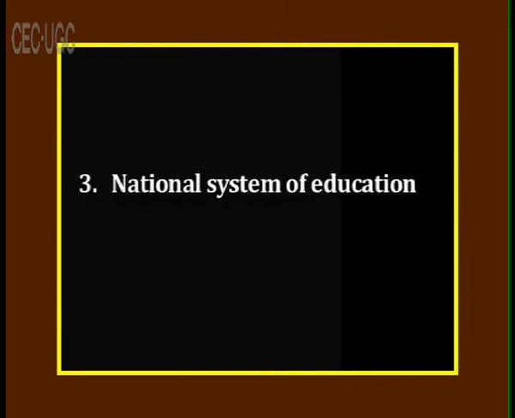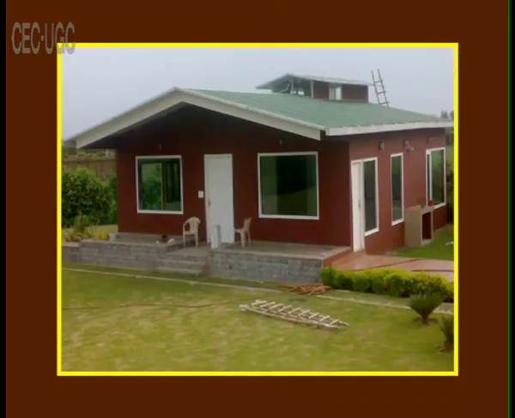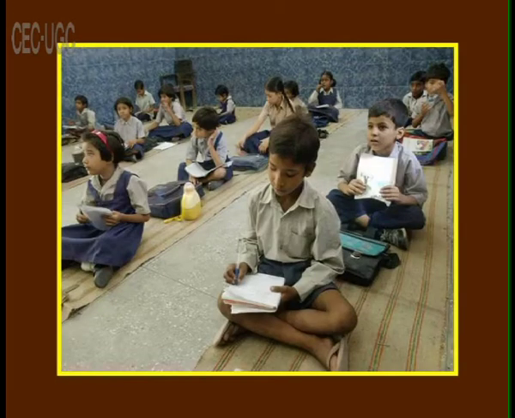National System of Education. The concept of a national system of education implies that up to a given level, all students, irrespective of caste, creed, location, or sex, have access to education of a comparable quality.